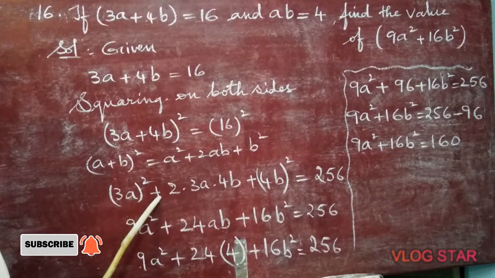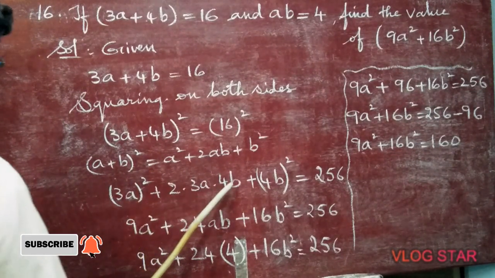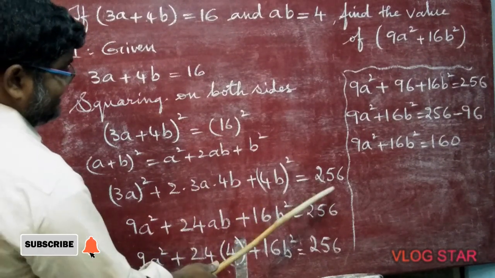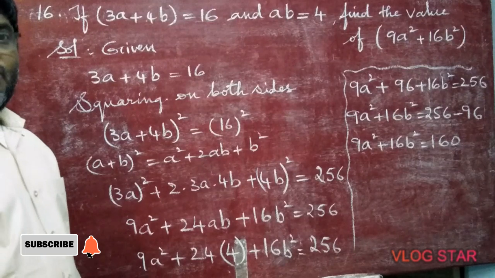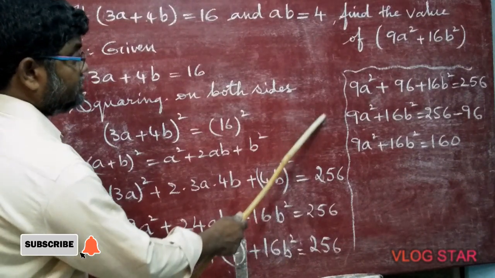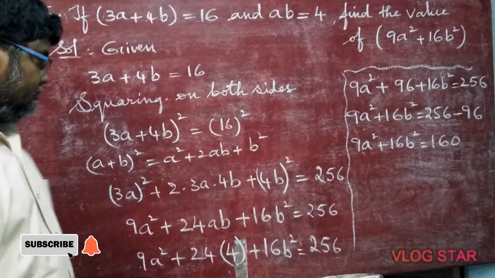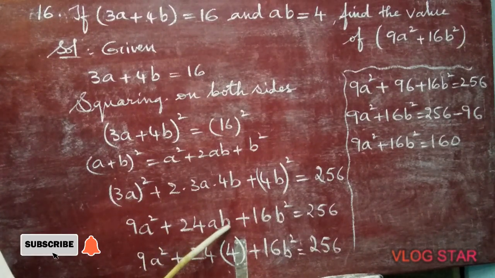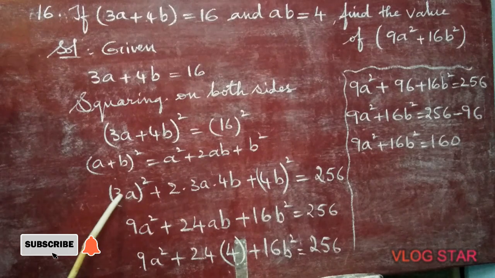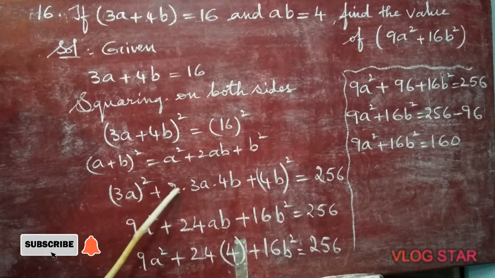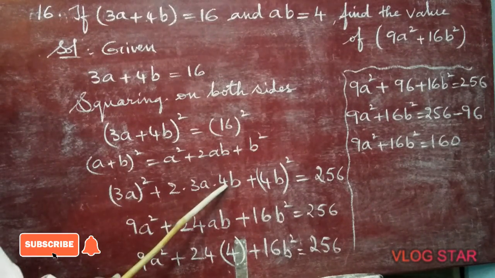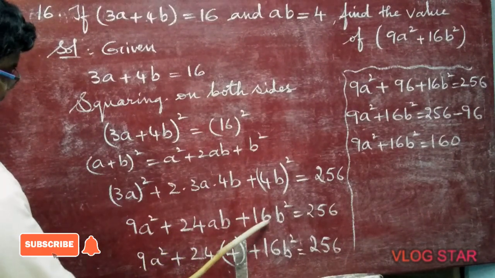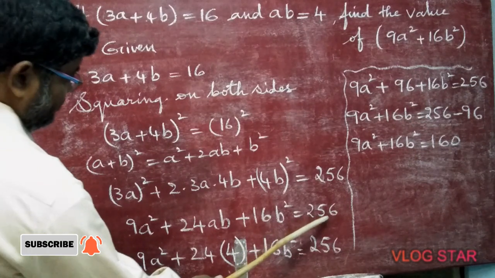3a whole square plus 2 into 3a into 4b plus 4b whole square is equal to 16 square. 16 16s are 256. Who don't know, do on the side: 16 into 16. 9a square plus 24ab. How 24? Here 3 3s are 9. Here a square plus 2 3s are 6, 6 4s are 24. a into b, ab. Plus 4 4s are 16, b square is equal to 256.